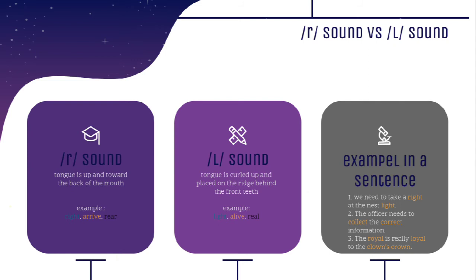And there are some examples in the sentence. We need to take a right at the next light. The officer needs to collect the correct information. The royal is really loyal to the crown.